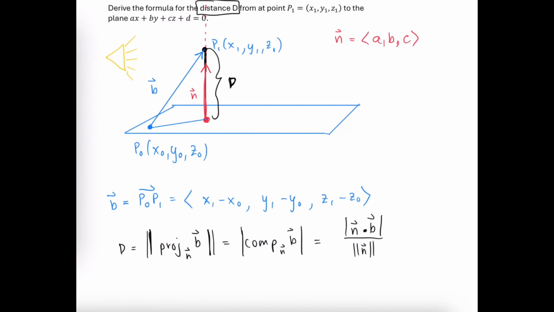Because n dot b is a scalar quantity, and in order to ensure this scalar quantity is positive, we need to wrap it in absolute value bars. So to ensure that the component of b onto n is positive, we wrap that in absolute value bars, which really means wrapping this dot product in absolute value bars. So now let's go ahead and make this calculation.